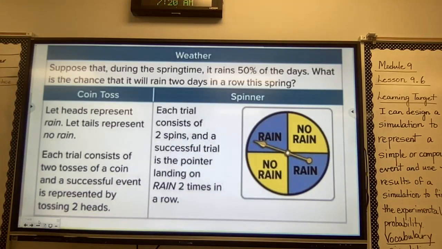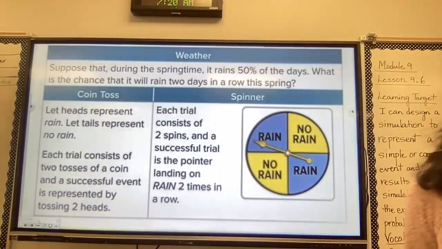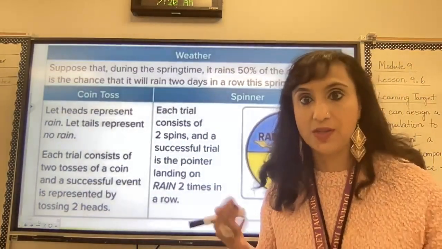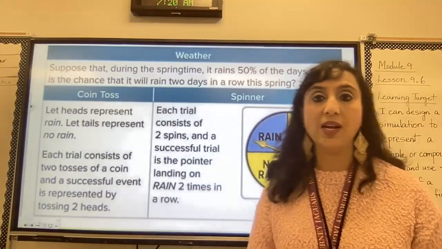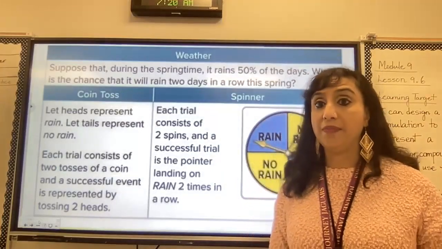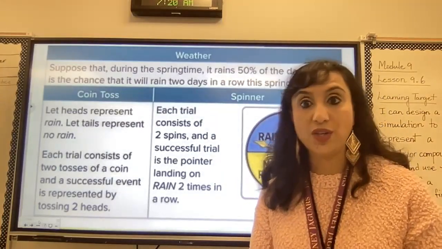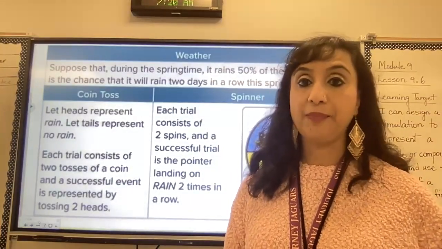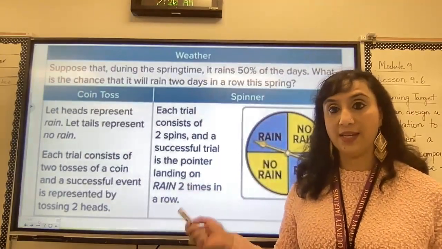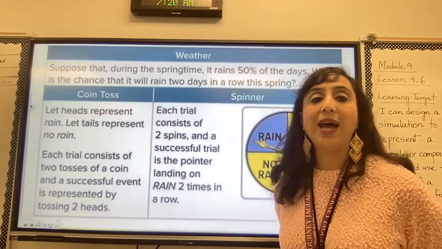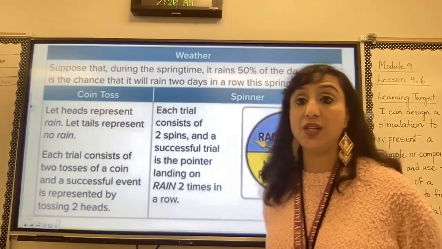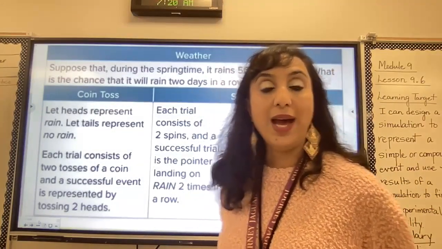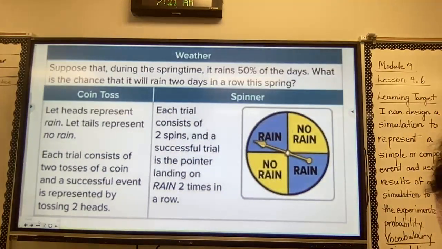Let's look at this one. For the coin toss, let heads represent rain and let tails represent no rain, because the possibility of rain or no rain is just two different outcomes. So a coin toss would be great. Each trial consists of two tosses of a coin, because we're talking about rain in 2 days. A successful event is represented by tossing two heads, because we said let heads represent rain.